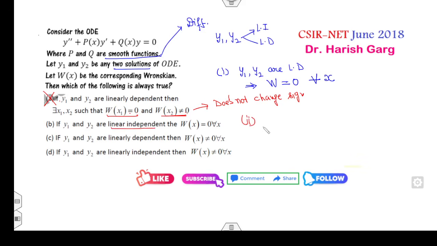Look at the second. y1 and y2 are LI. That means Wronskian is non-zero for all x, but he said 0. Third option. If they are LD, Wronskian is 0 for all x, but he said non-zero. Third option is also cancelled. Fourth option is non-zero for the LI. Yes, the D is the right answer of the problem.